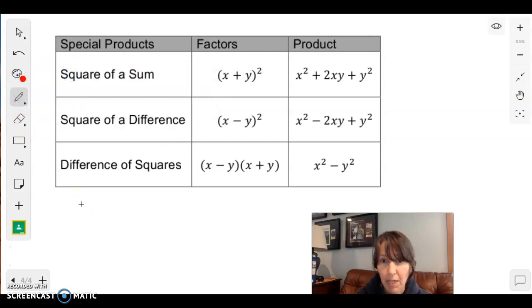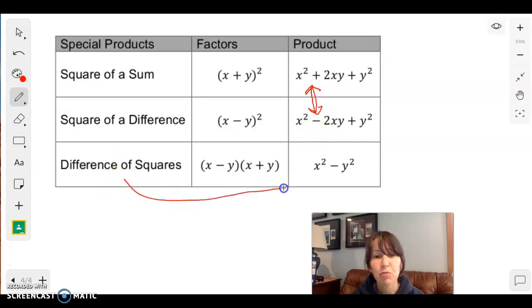So to summarize, the three patterns that we were looking at are square of a sum, and there's your product, square of a difference, and there's the product. You notice the only difference in your products here is that you have plus 2x versus minus 2x, and then difference of squares. And again, that name is referring to the answer being a difference of two squares.